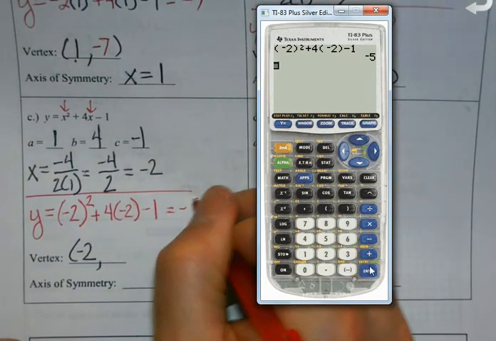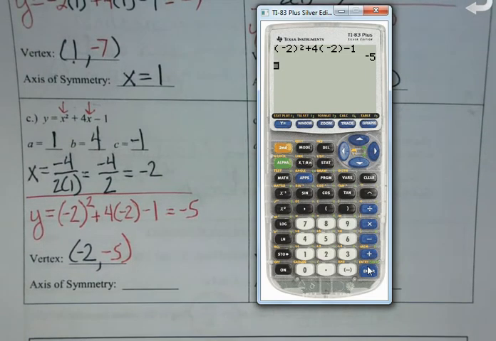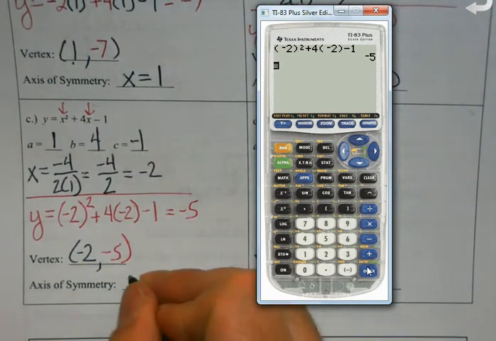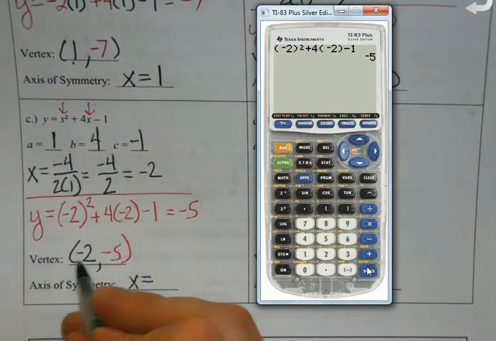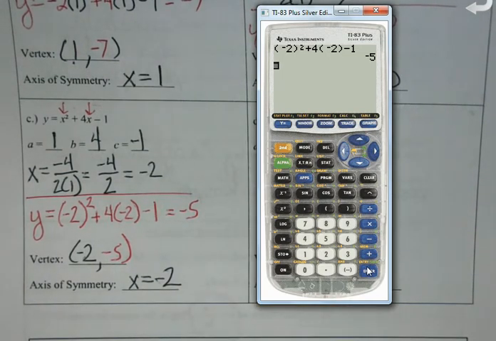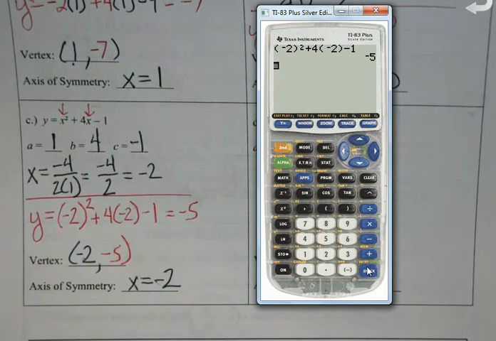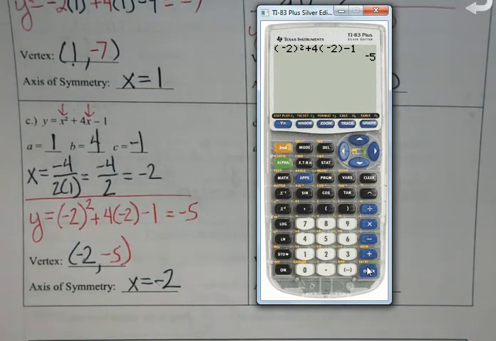So my y value is negative 5. And my axis of symmetry is just the x value from my vertex. Okay. Once you get that vertex especially, the rest of this just works itself beautifully. It's the nice thing about having something that's symmetrical.